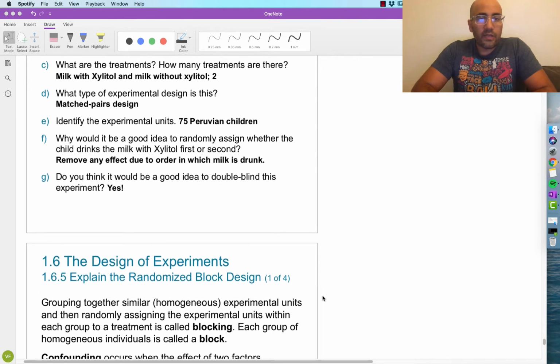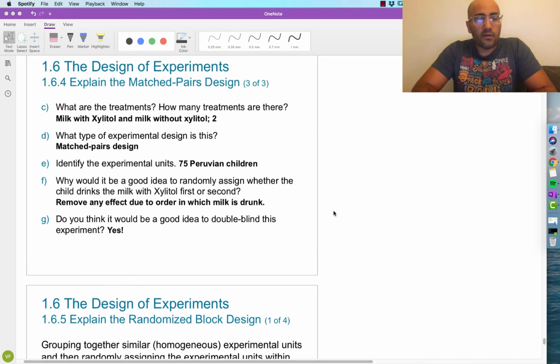Do you think it would be a good idea to do a double blind on this experiment? And yes, right? So you don't want to have the children know, of course, which one has the xylitol and which one doesn't. There would be a predetermined conception in their heads of whether or not it's going to be good or not. So if you tell them, here's the glass that has the xylitol, they might intentionally decide that they don't like it. So of course you don't want them to know.